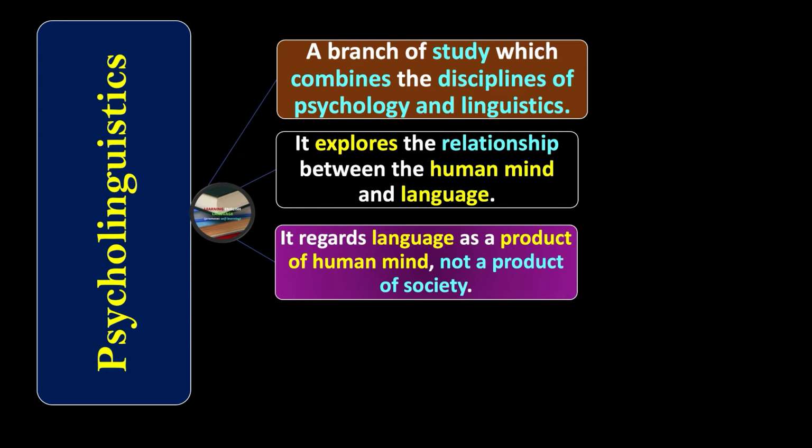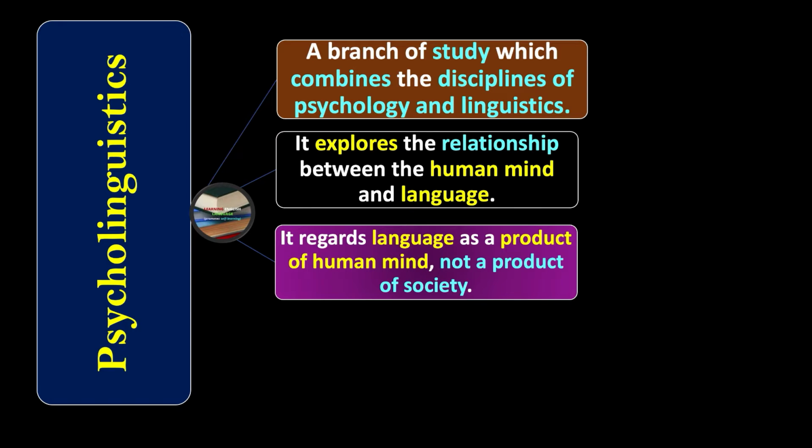It regards language as a product of the human mind, not a product of society. Since the human mind is our universe and the language exists in our mind, it does not exist, according to psycholinguistics, in the society. First, it originates in our mind. It is created in our mind. Perception is built in our mind. So the mind is a universe. The mind is the place where language exists.